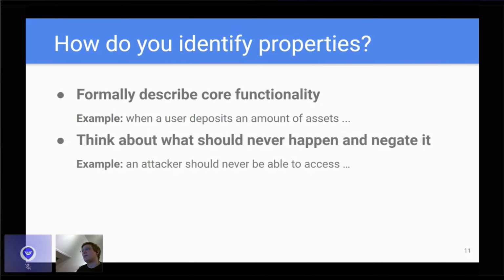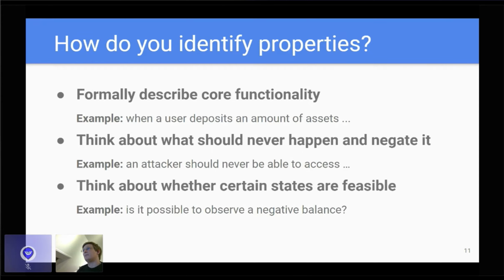Another way to find these properties is to think about what should never happen in the system and then essentially negate it. An example would be that an attacker should never be able to access some sensitive part of the code. Then the property would be that the attacker can access it. And if you find a violation of this property, then you have found an issue.